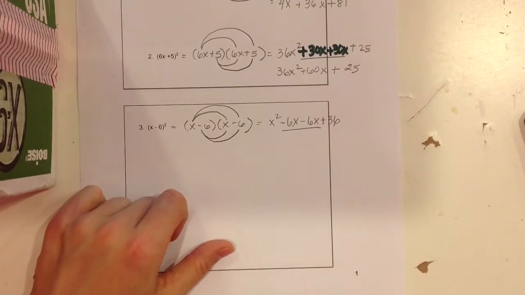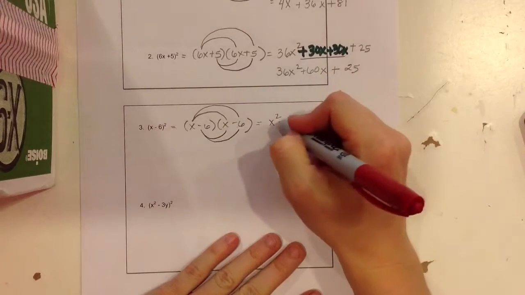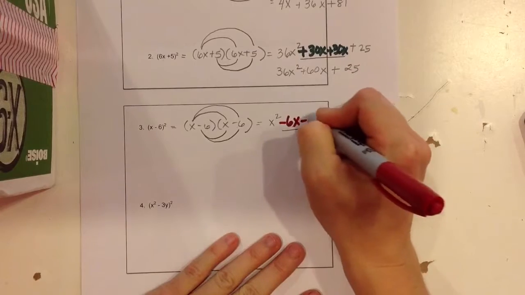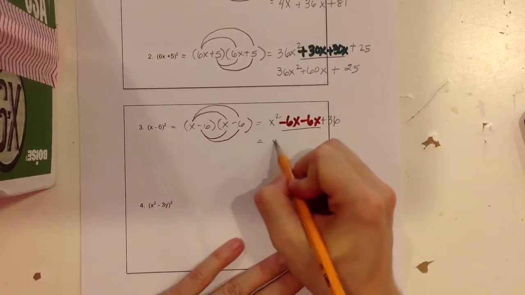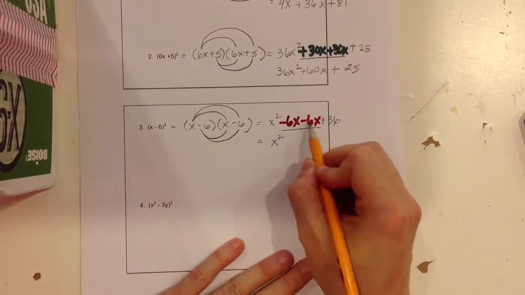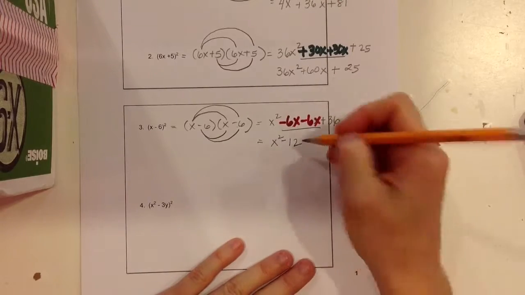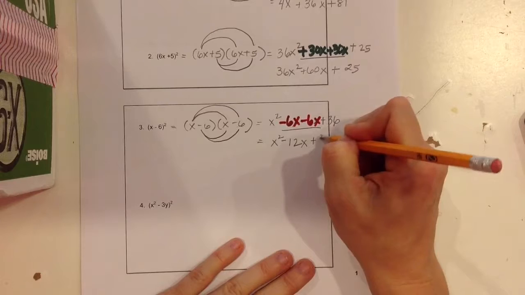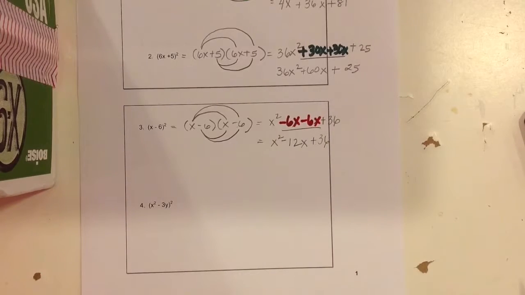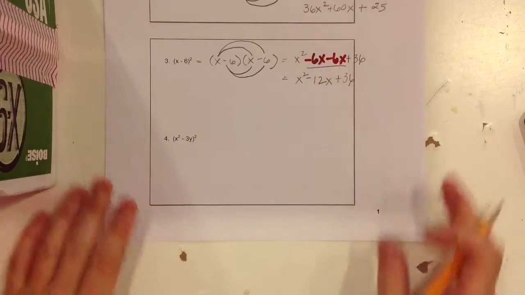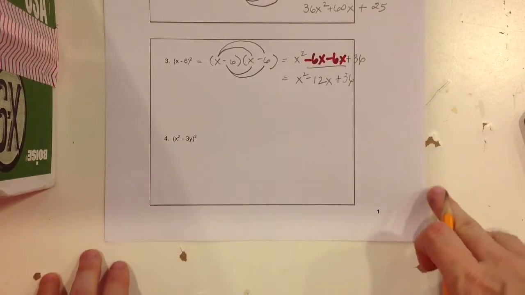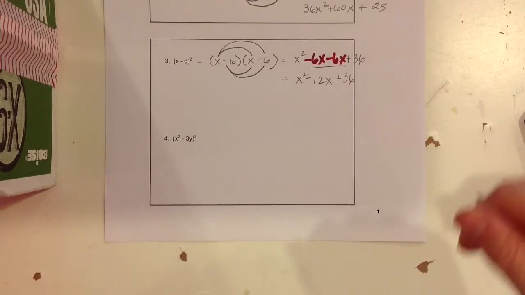Again, my terms are like in the middle, and they're exactly the same. So I have x squared, the same sign, add and keep the sign, so I'm going to have a negative 12x plus 36. Okay? And we'll do this last one, and then I'm going to show you another correlation between what we did at the top and what we're doing at the bottom.